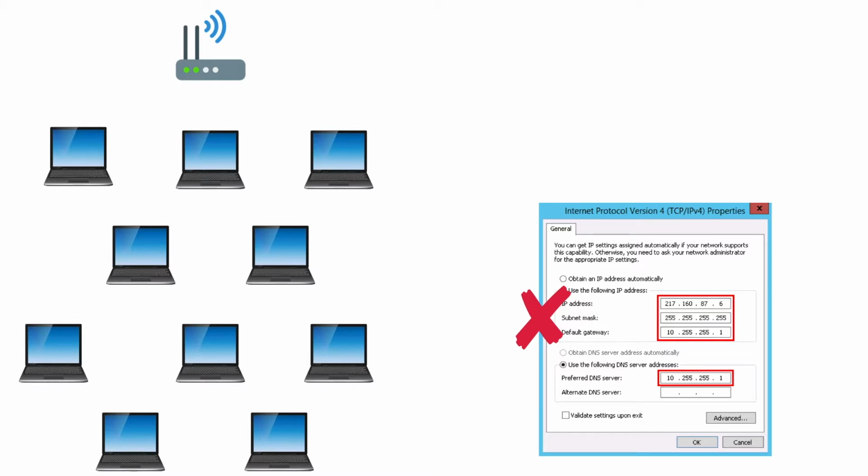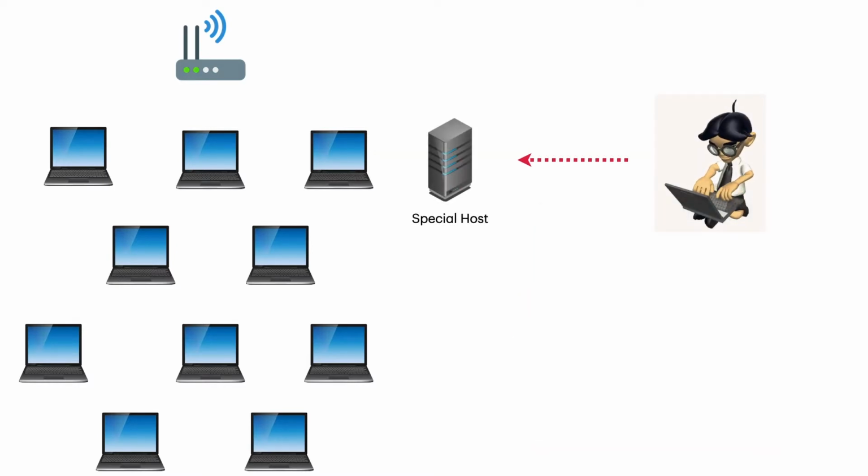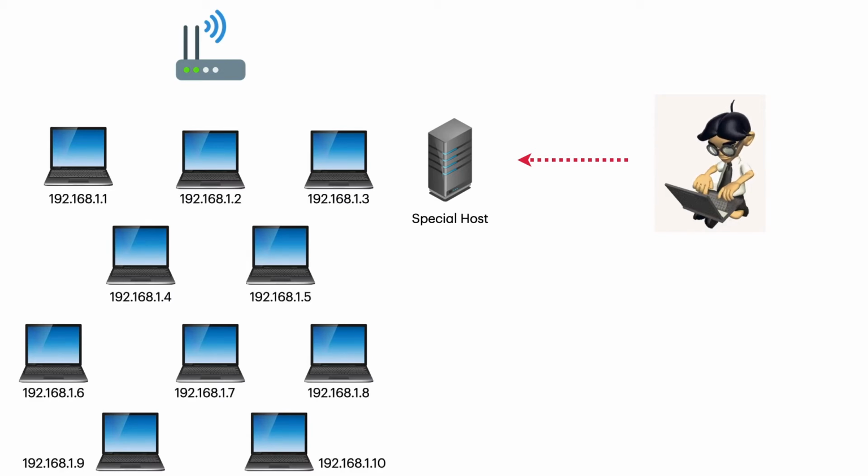on each host. So, instead of configuring all hosts, the network administrator configures one special host which runs a service to lease IP addresses to all of the connected hosts. This special host is called a DHCP server. Please note, our home router supports an embedded DHCP server.